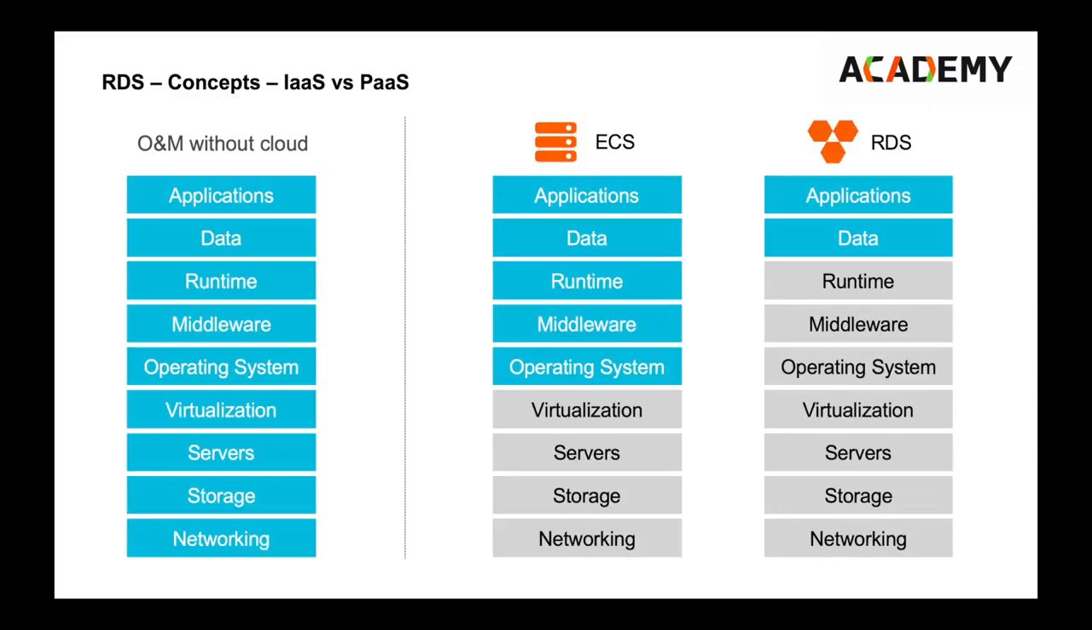So again, just to compare infrastructure as a service and platform as a service, you can see that with ECS, the operating system is also your responsibility. You have to make sure that it's patched and updated and working properly. But for RDS, you really only need to worry about the data and application layer at the very top of the stack there in blue.